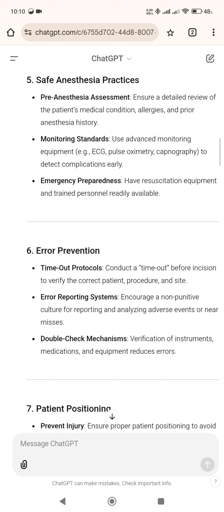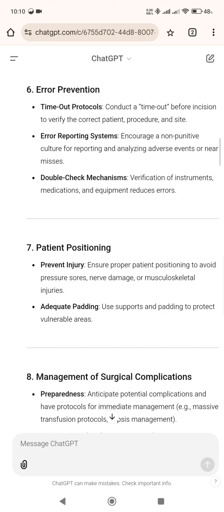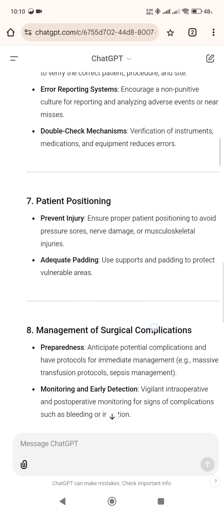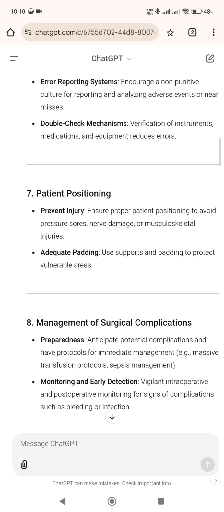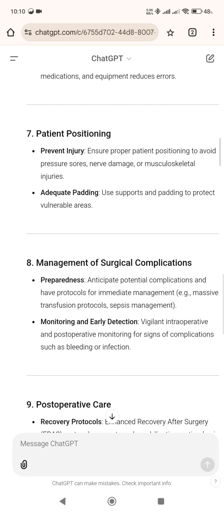6. Error prevention. Timeout protocols. Conduct a timeout before incision to verify the correct patient, procedure, and site. Error reporting systems. Encourage a non-punitive culture for reporting and analyzing adverse events or near misses. Double-check mechanisms. Verification of instruments, medications, and equipment reduces errors.